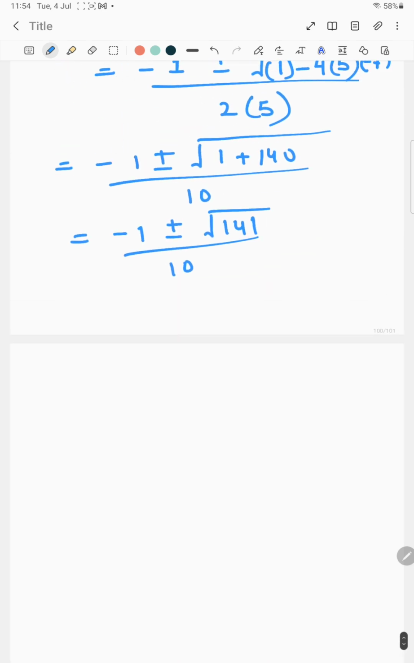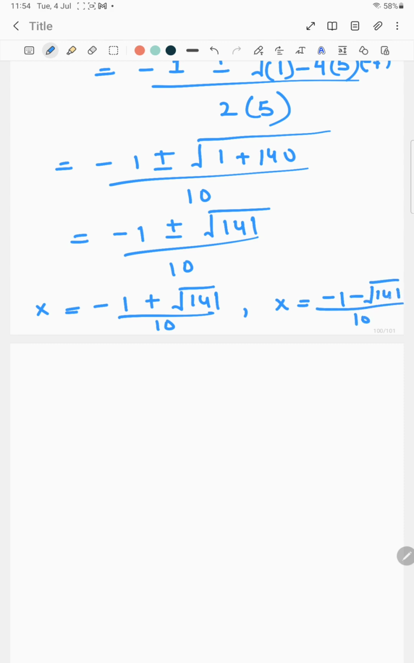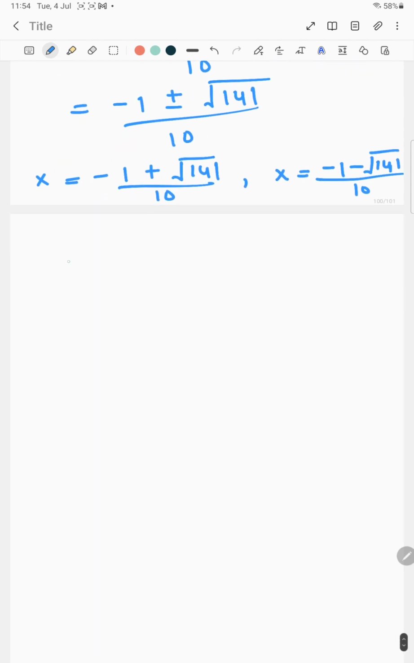So now you will write it with the plus sign as well as with the minus sign. So see, minus 1 plus square root 141 divided by 10, and you will write with the negative sign as well, minus 1 minus square root 141 divided by 10. Now we will solve it. Minus 1, the square root of 141, we can find it with the help of a calculator.